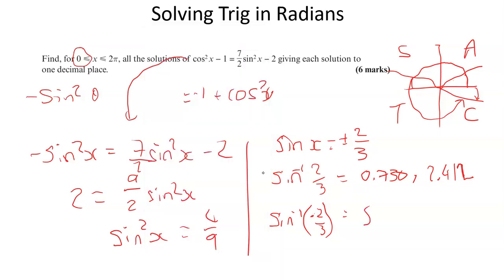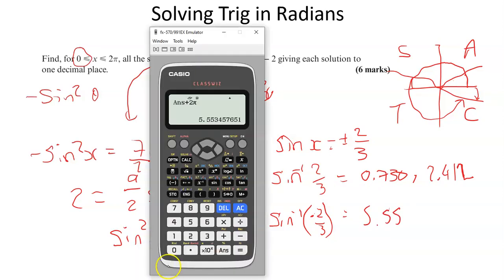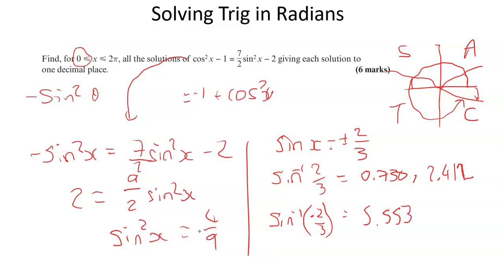So this is 5.55. Let's put the 3 on. I seem to be doing it to 3 decimal places, not sig fig, but it doesn't matter. So that's our first answer. And because this sign gave us a minus answer, that's why we're in the C.